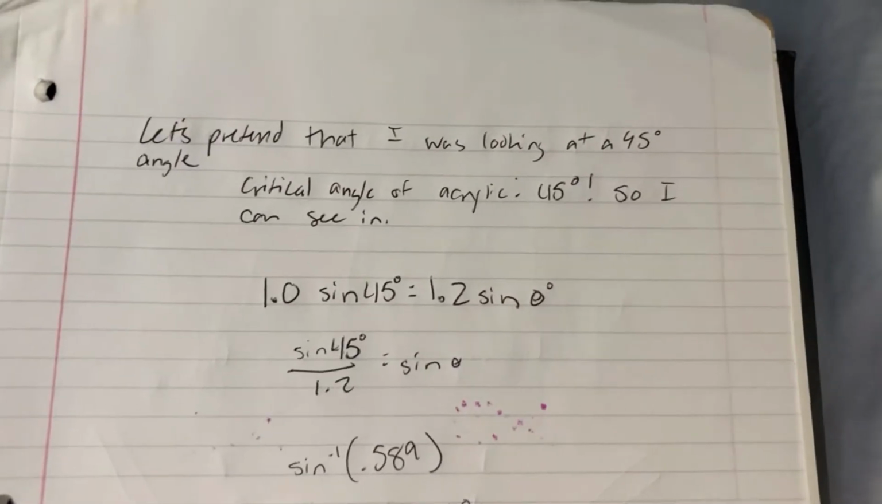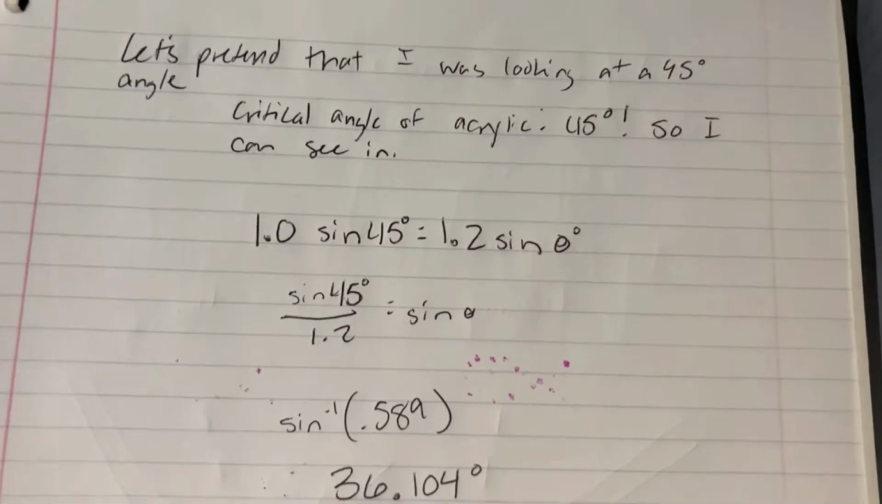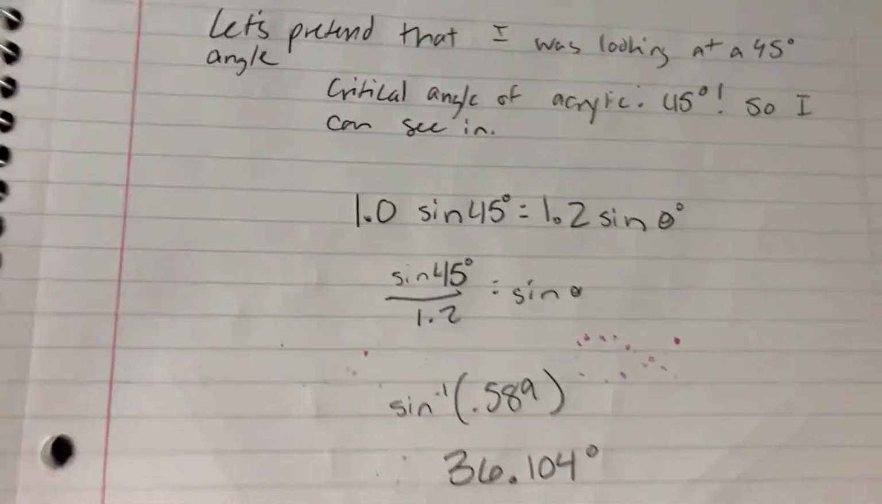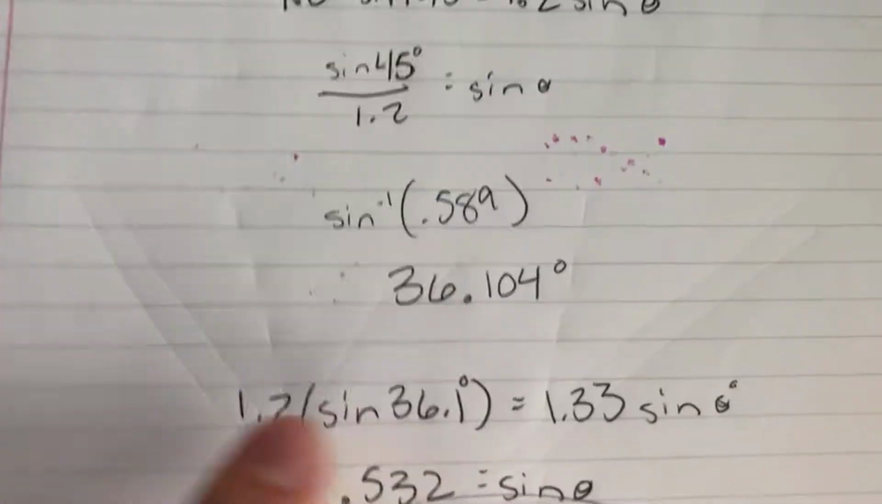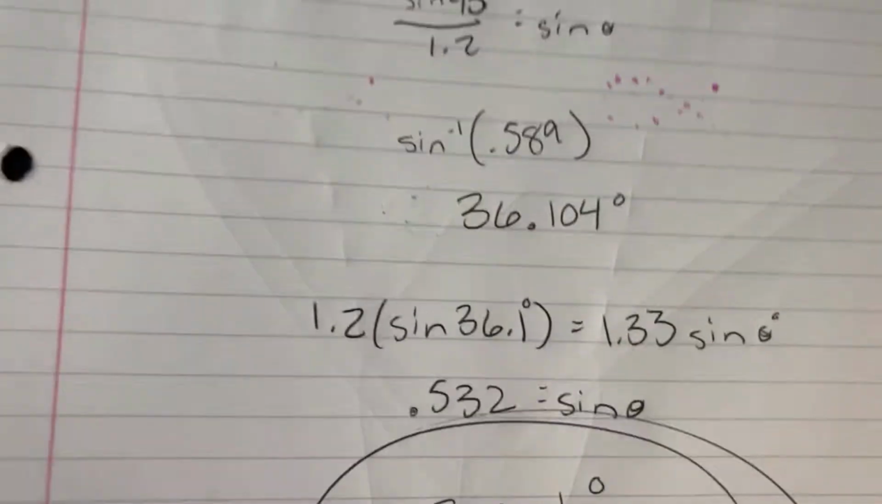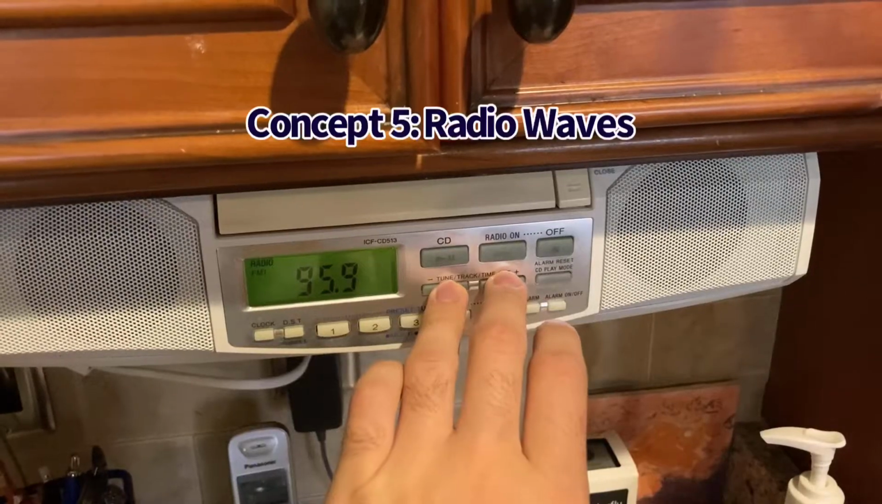Let's pretend like I was looking at a 45-degree angle at the tank from the camera. The critical angle of the acrylic is 45 degrees, so I can see in the acrylic and tank. So I look in and I do this math with the indices of refraction, and I find that, and that's from air to acrylic, and then we look from acrylic to water, we find that our final angle is 32.11 degrees difference.